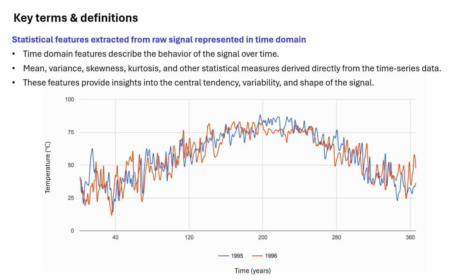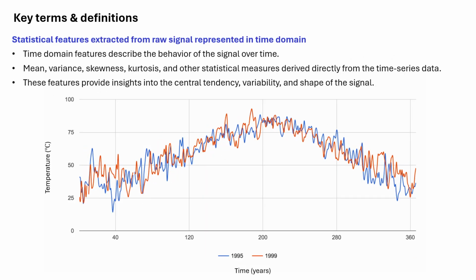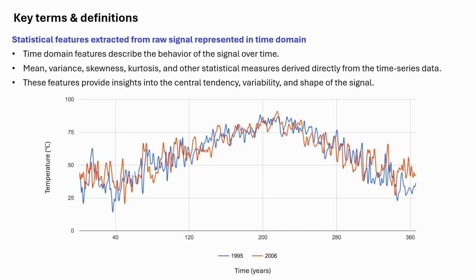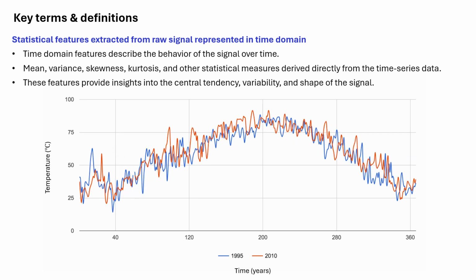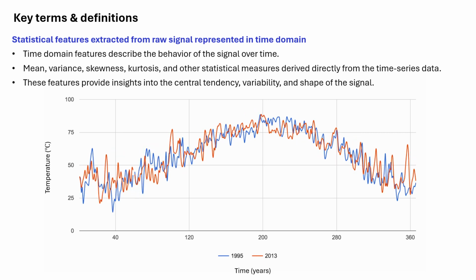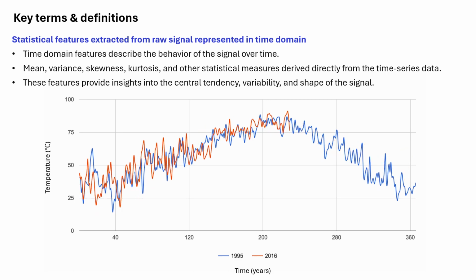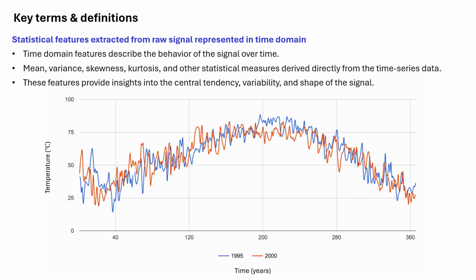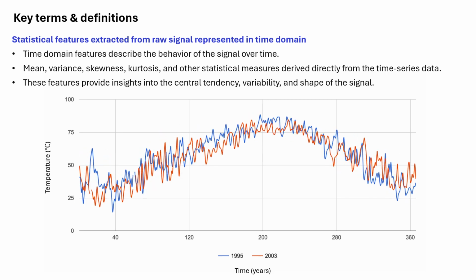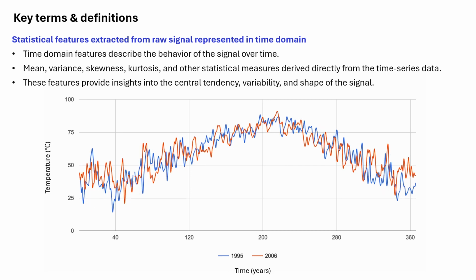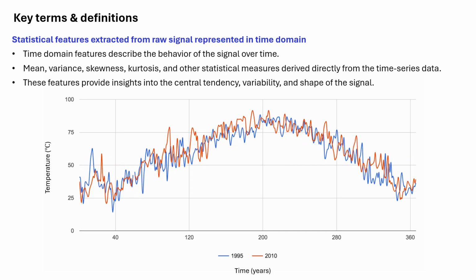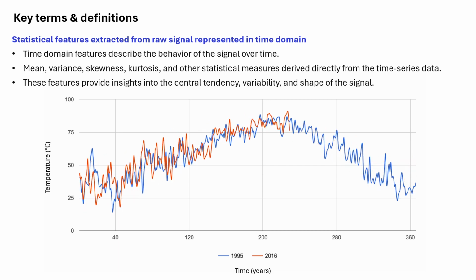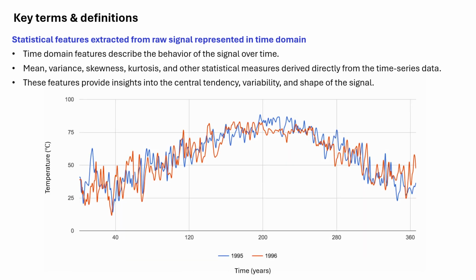It is important to understand different domains in which the data can be represented. First is statistical features extracted from raw signals represented in the time domain. Time domain features offer insights into the behavior of the signal over time. This includes key statistical measures like mean, variance, skewness, kurtosis, and more, directly derived from the time series data. These features provide valuable information about the central tendency, variability, and shape of the signal. Understanding these statistical aspects enhances our ability to discern patterns and trends within the data for effective feature extraction and condition monitoring.